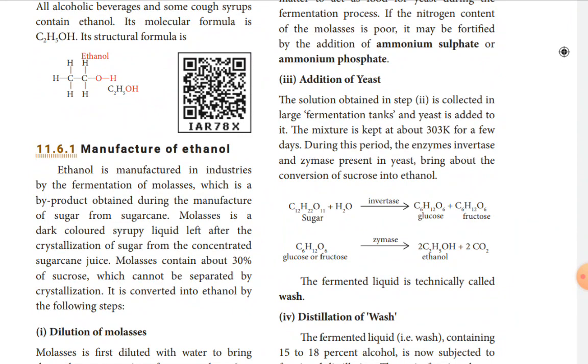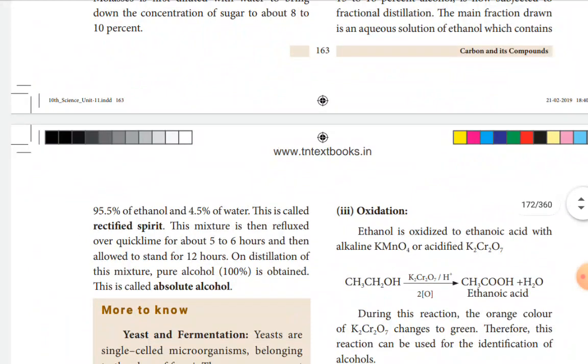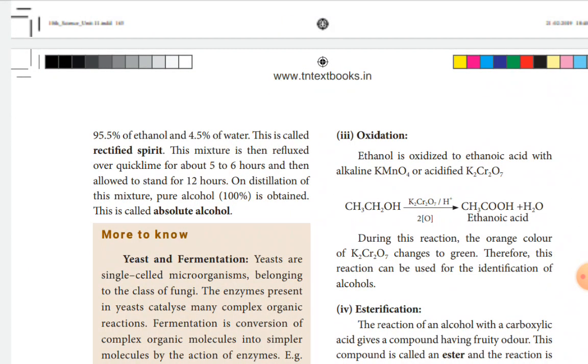This is called wash because it contains only 15 to 18% of alcohol, and further it is subjected to fractional distillation. The fractional distillation gives rectified spirit, that is 95.5% ethanol and 4.5% water. Further it is refluxed over quicklime, calcium oxide, for 5 to 6 hours and left to stand for 15 to 12 hours. That will give absolute alcohol on distillation. So all the steps you have to write neatly. This is also an important question.